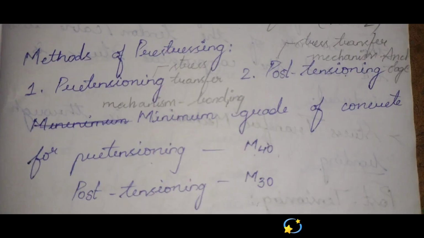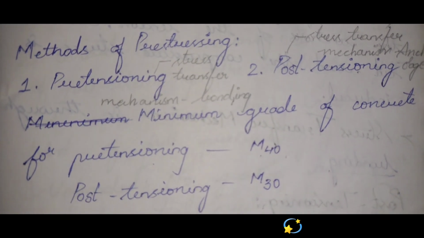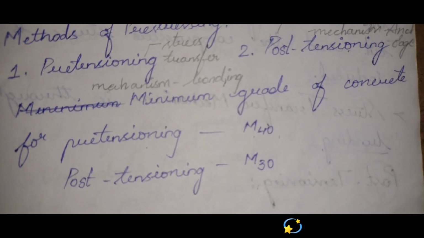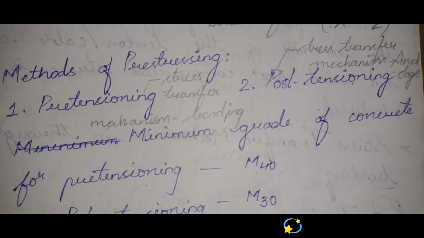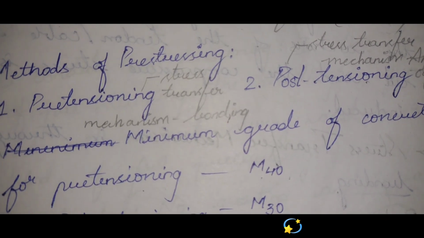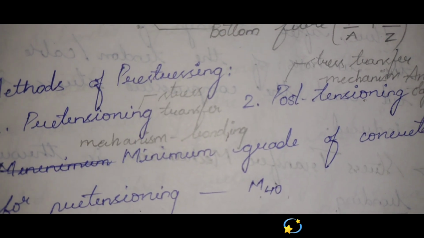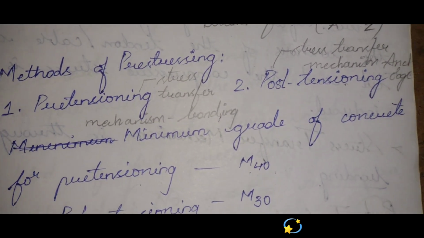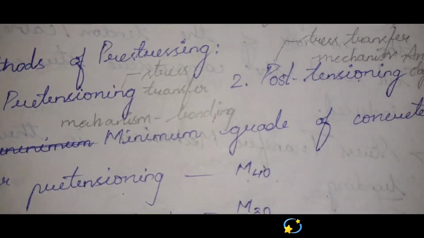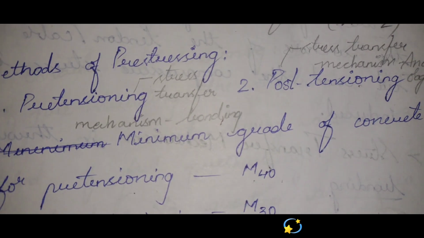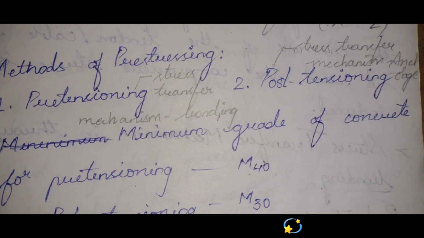So coming to the methods. There are two methods of prestressing. First is pre-tensioning and second is post-tensioning. The first one, pre-tensioning system: here the tendons are first tensioned, and then the casting of concrete is done in the molds. And in post-tensioning, the concrete units are first cast, incorporating some ducts or grooves to house the tendons. So we are giving some space, some gaps, into which these tendons are inserted.